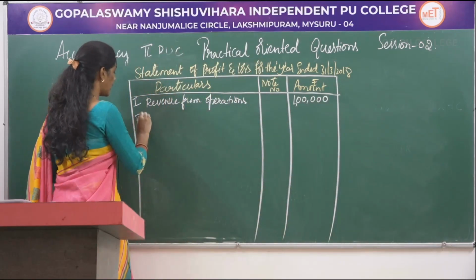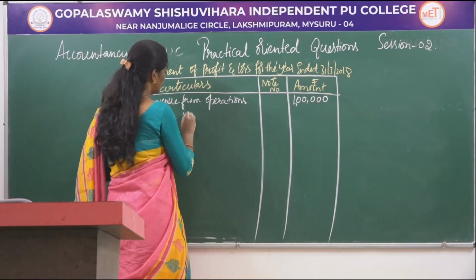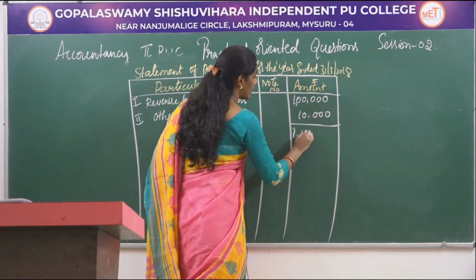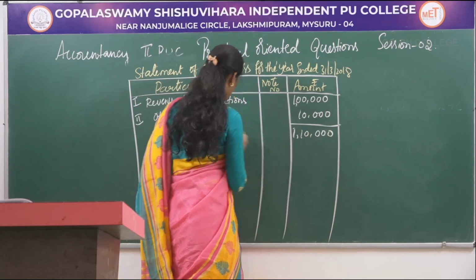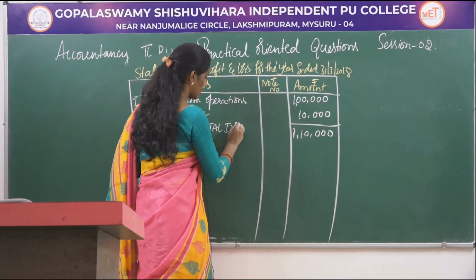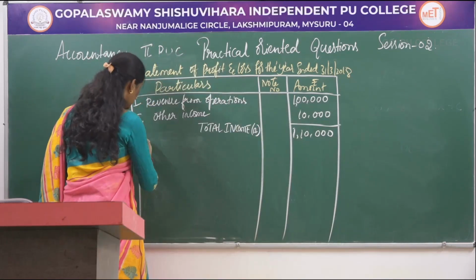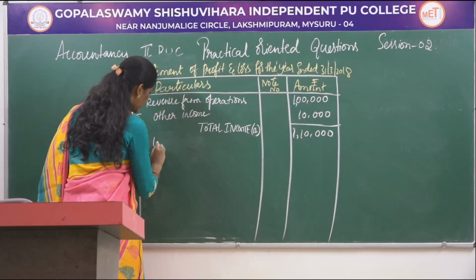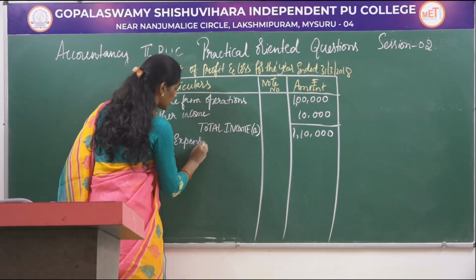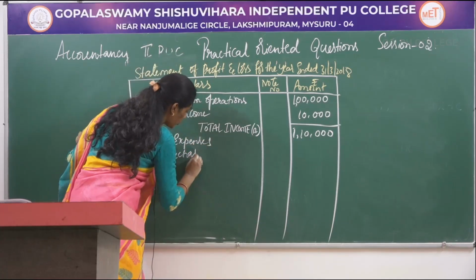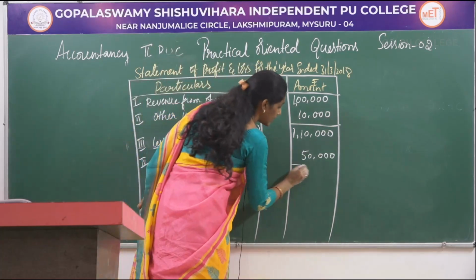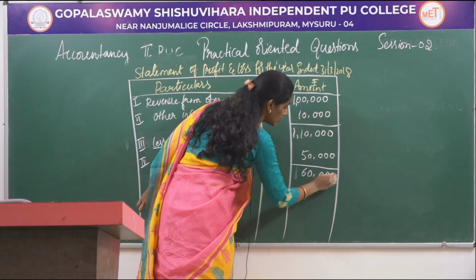Next, second head, other income 10,000. You will get 1,10,000. So this is nothing but total income. Next, under that, third head, less expenses, purchase of goods 50,000. So you will get 60,000.